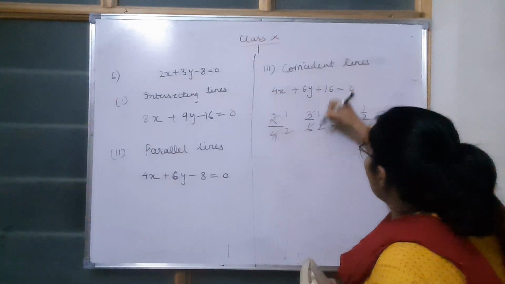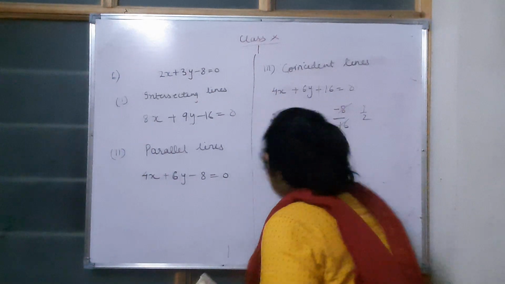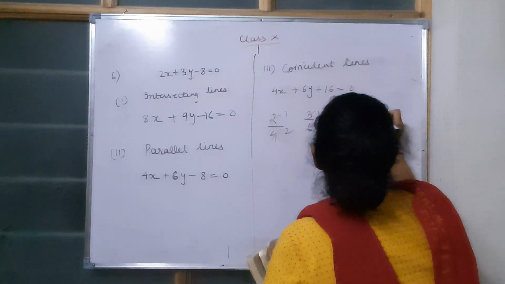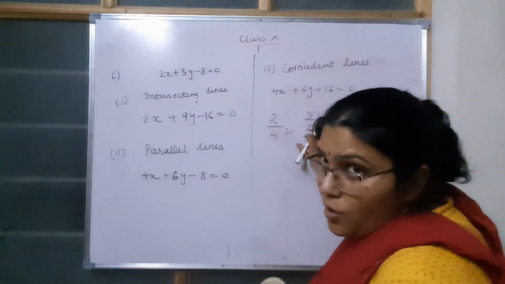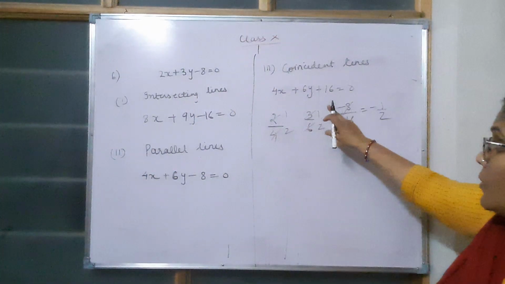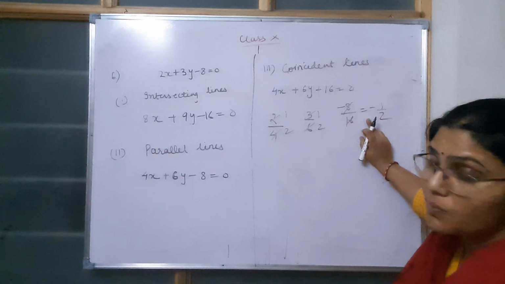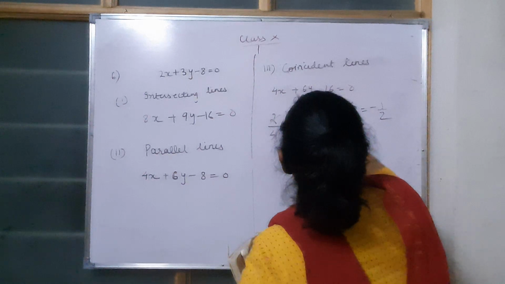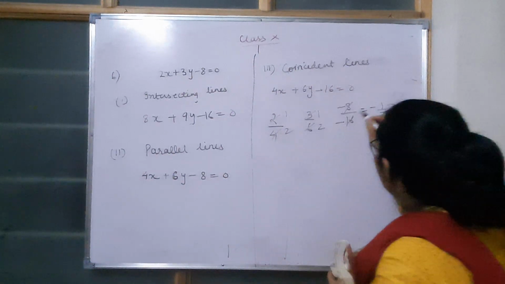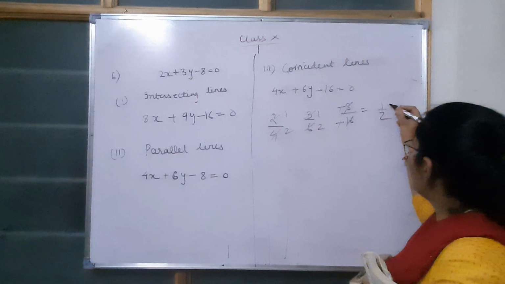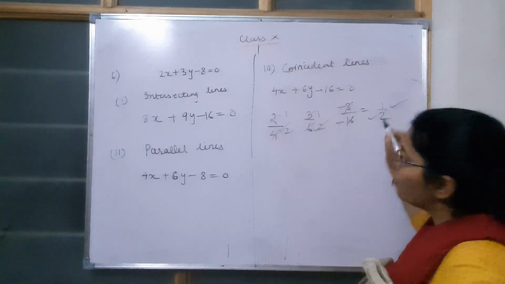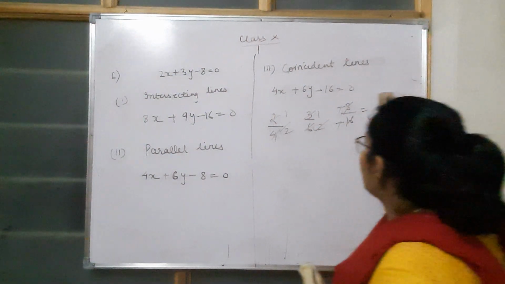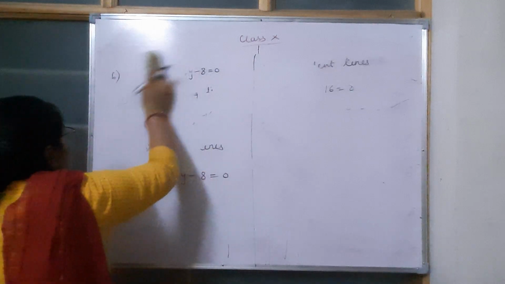But if you take plus here, then what will happen? It will be minus 8 upon 16, which is minus 1 upon 2, which will not be equal to 1 upon 2. So a1 upon a2 is equal to b1 upon b2 but not equal to c1 upon c2. It means it will represent parallel lines. So I will be taking minus 16 here. If I take minus 16, minus will cancel with minus and you will get 1 upon 2. So 1 upon 2, 1 upon 2 and 1 upon 2. So a1 upon a2 is equal to b1 upon b2 is equal to c1 upon c2. Alright. So that's it for today.